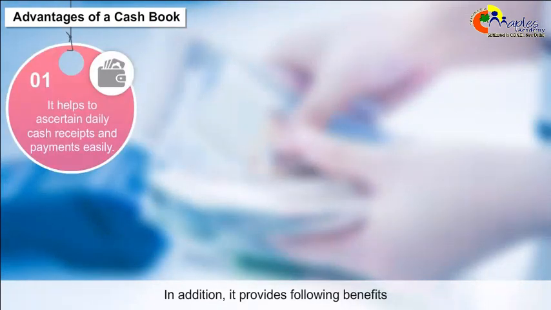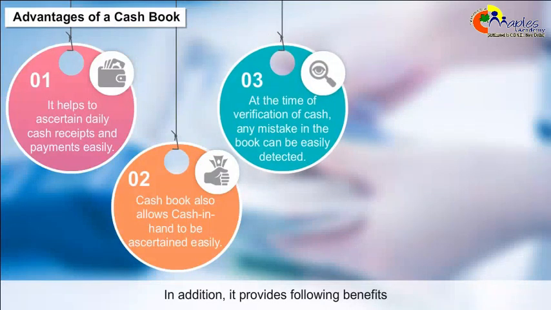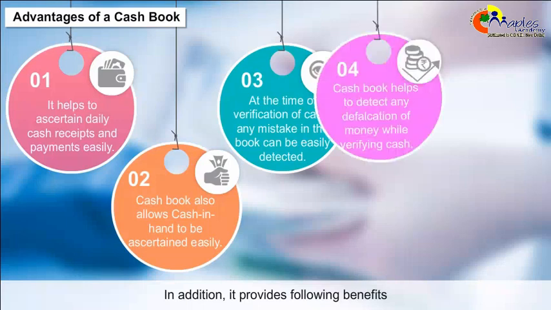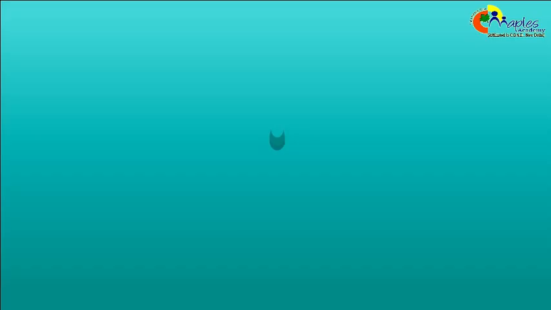1. It helps to ascertain daily cash receipts and payments easily. 2. Cash book also allows cash in hand to be ascertained easily. 3. At the time of verification of cash, any mistake in the book can be easily detected. 4. Cash book helps to detect any defalcation of money while verifying cash. 5. As the cash is verified daily, cash book is always kept up to date.